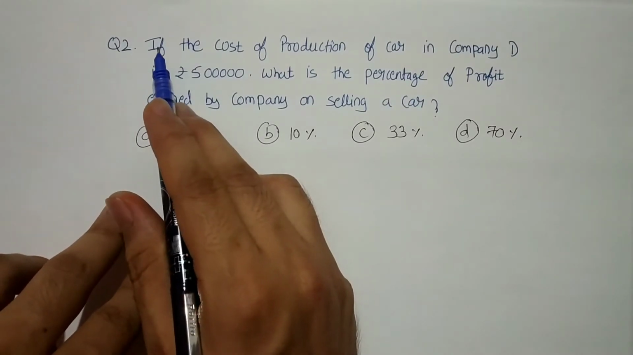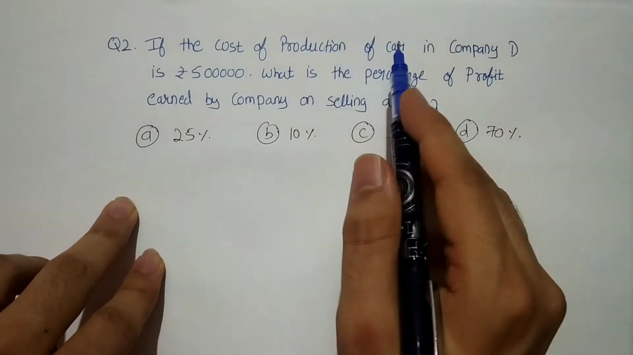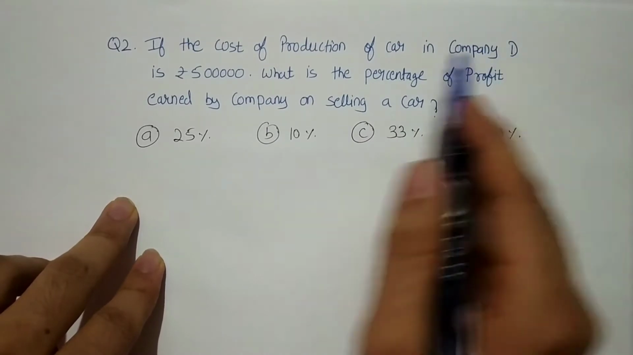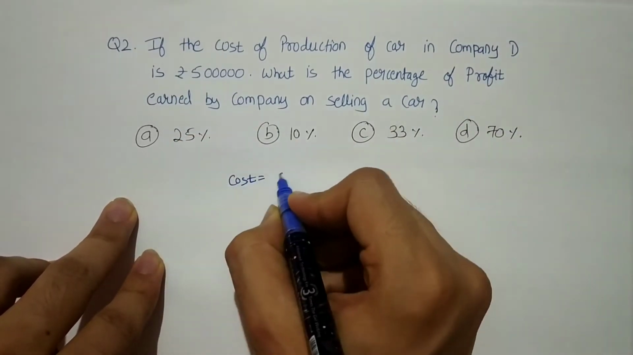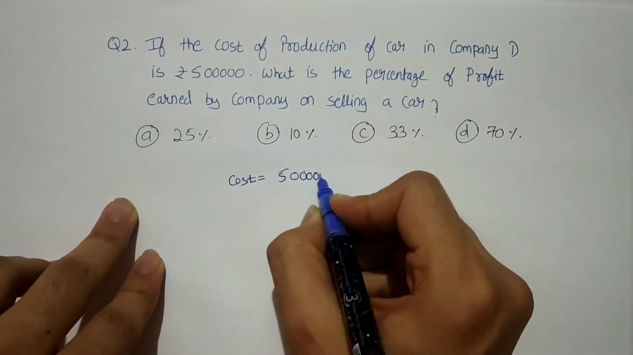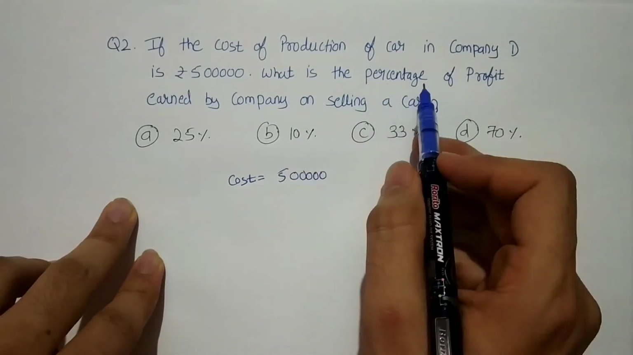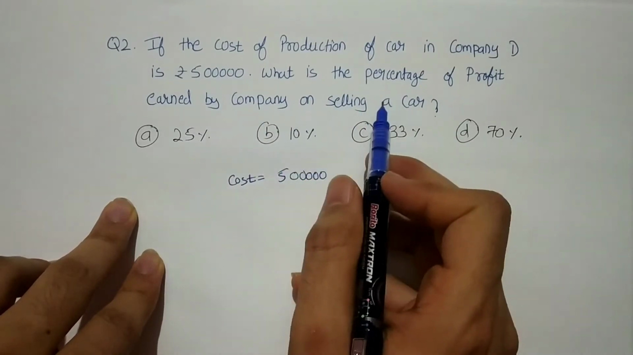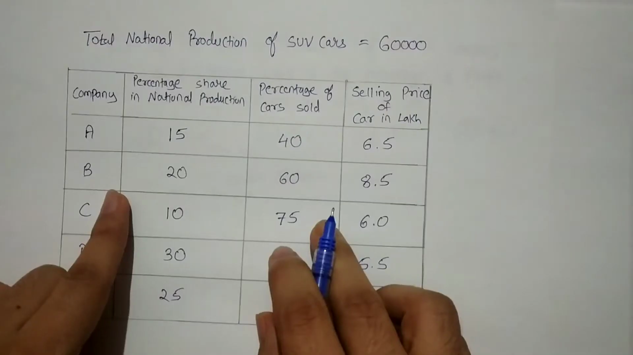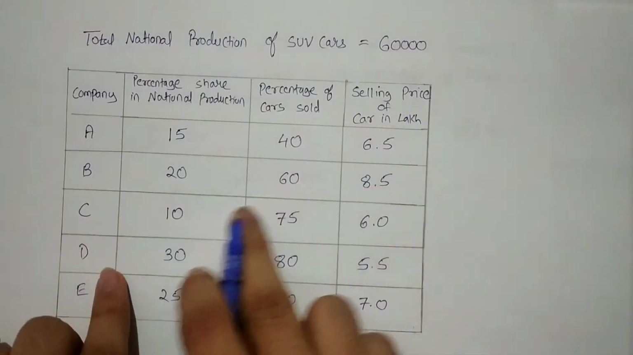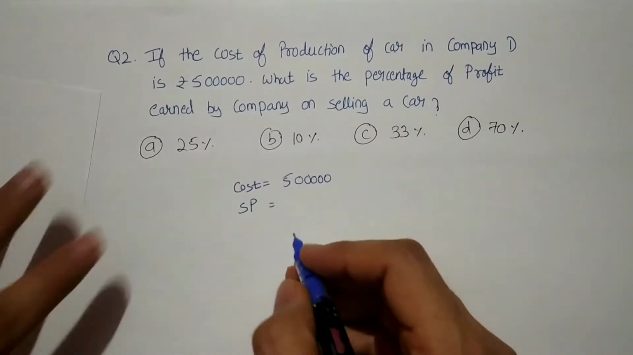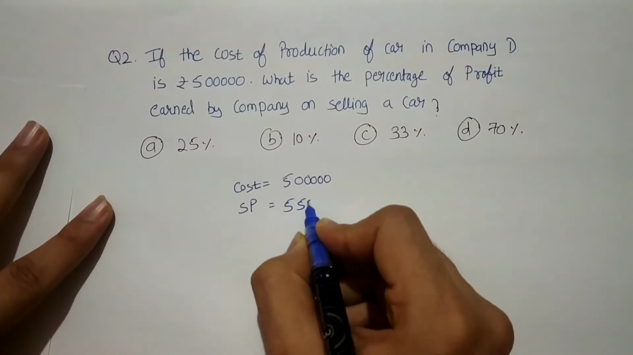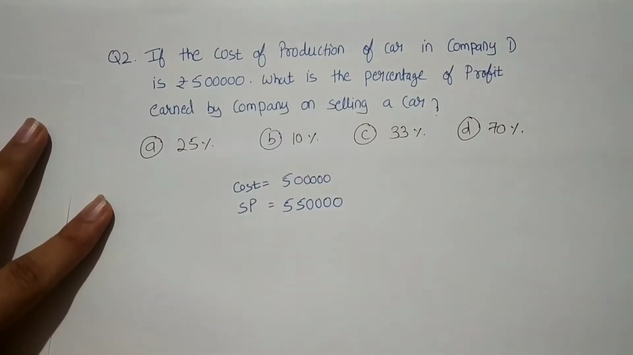Now what they are asking you: if the cost of production of a car in company D is rupees 5 lakh. So they have asked you that cost is rupees 5 lakh of each car. What is the percentage of profit earned by the company on selling a car? So the selling price of a car in company D is how much? It is 5.5 lakhs, right? So we can write it as 5,50,000 is your selling price.